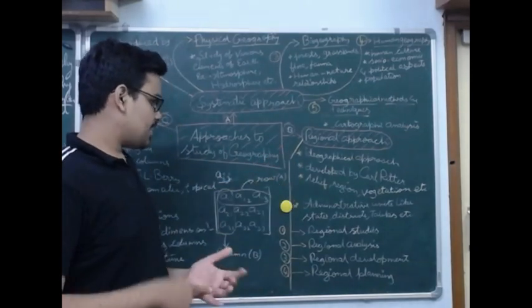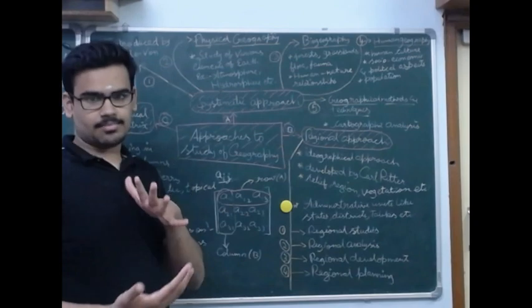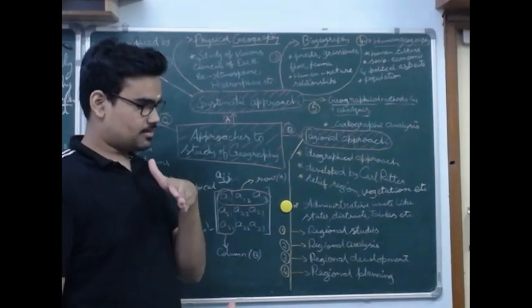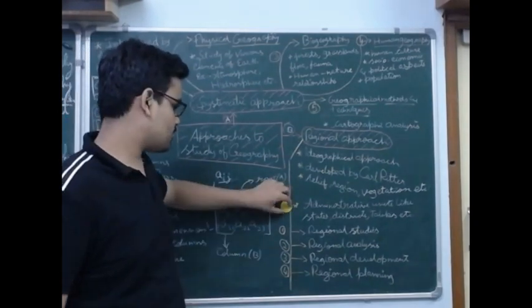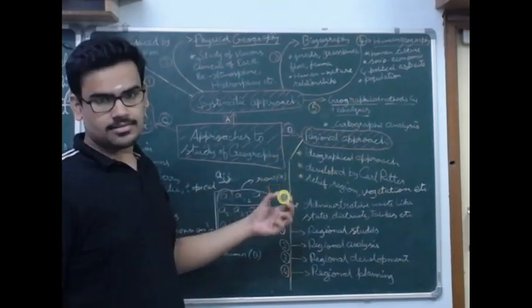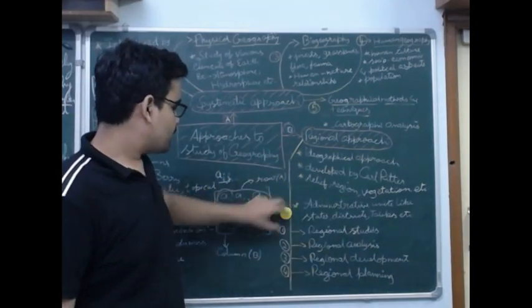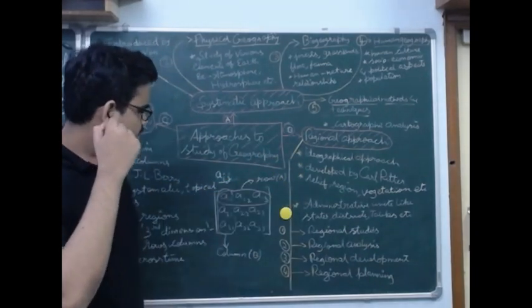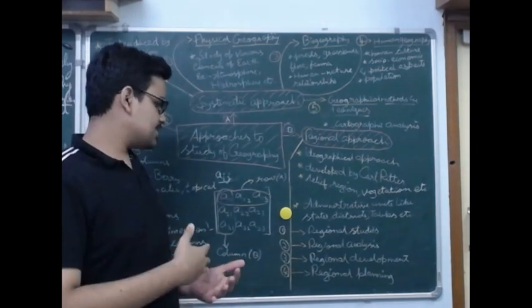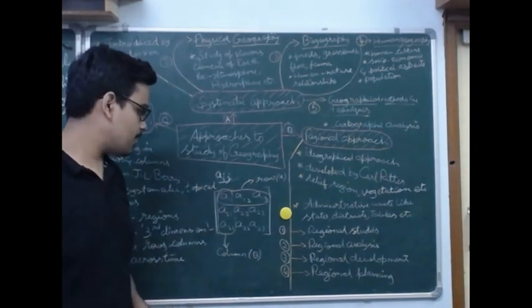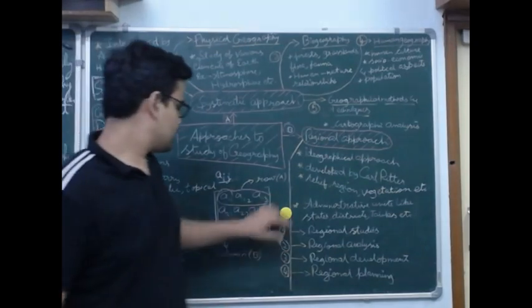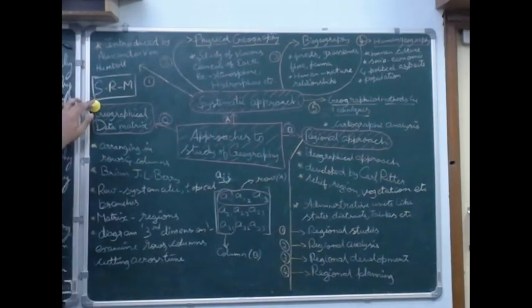Administrative units like states, districts, taluks, and all the national and international imaginary borders can also be considered while doing the regional approach. And there are four types of regional approach: regional studies, regional analysis, regional development, and finally regional planning.